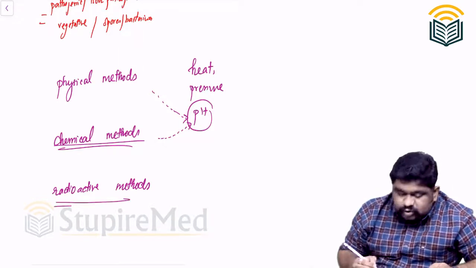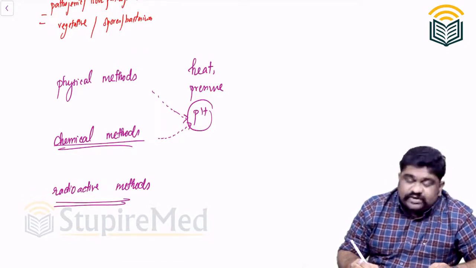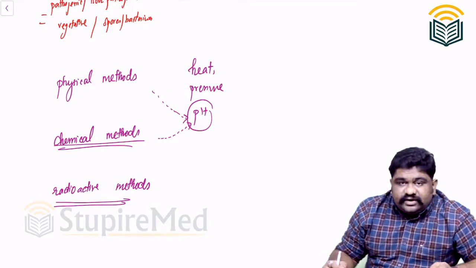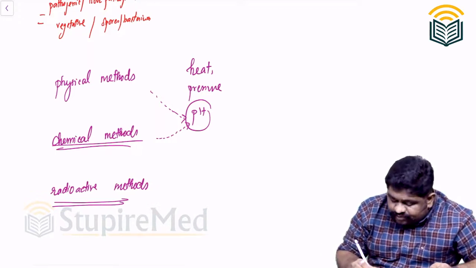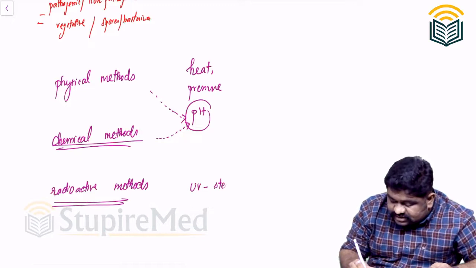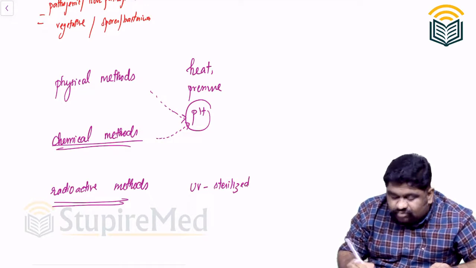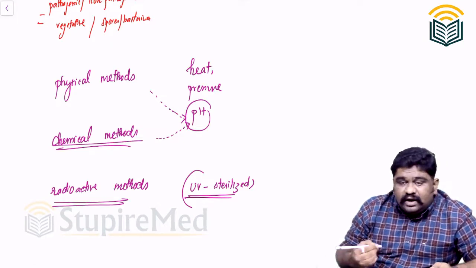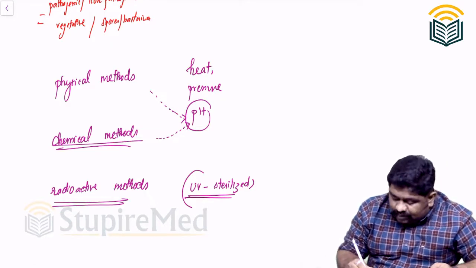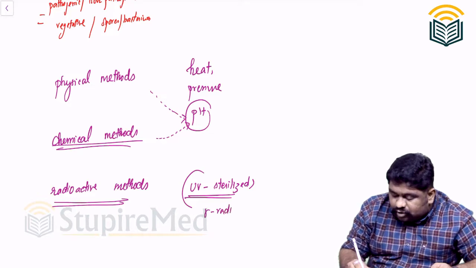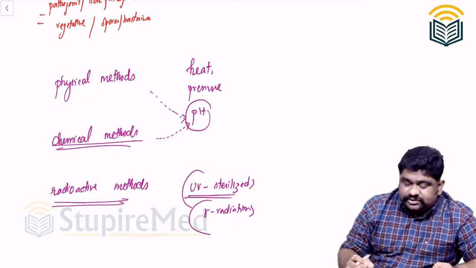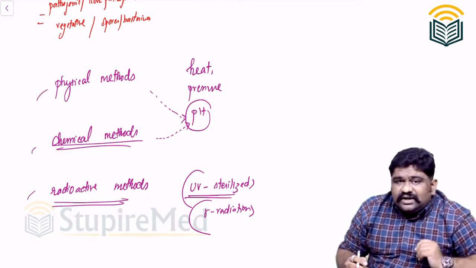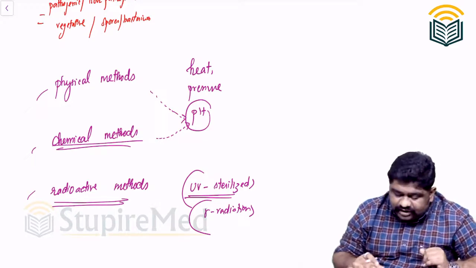Well, radioactive methods would mean that I can use radiation. For example, in the period of corona, whenever you go to a major theater, for example a movie theater, they'll be using UV sterilized seats, UV sterilized containers for food. So UV sterilization is a method to understand that UV light can be helpful for killing an organism or a microbe. Gamma radiation also can be used for killing a microbe. So this is about radioactive methods. So we have physical methods, chemical methods, and radioactive methods which can help us achieve either sterilization or disinfection.